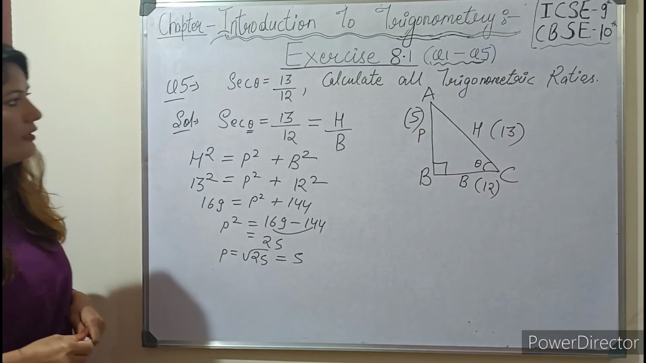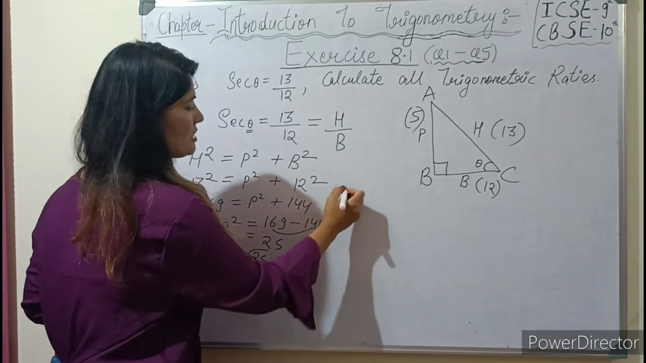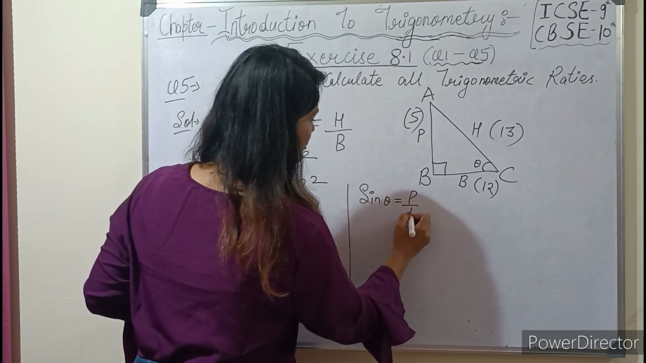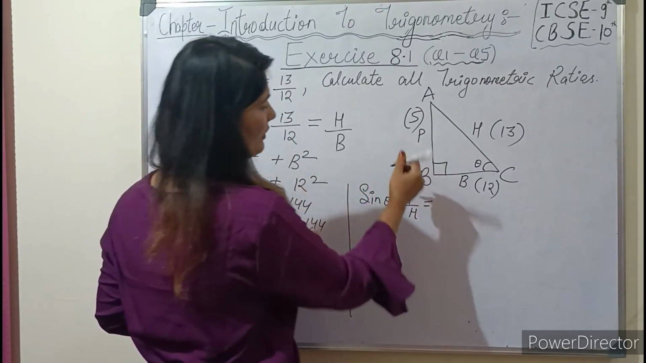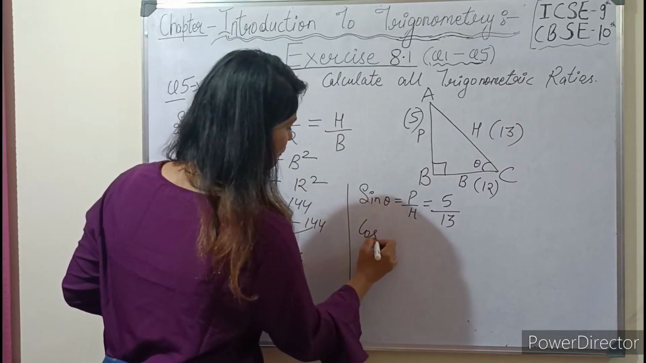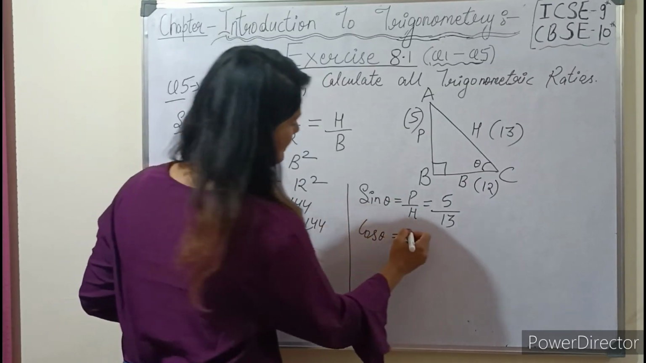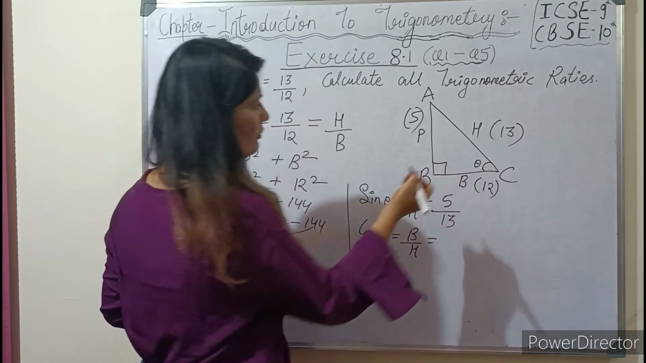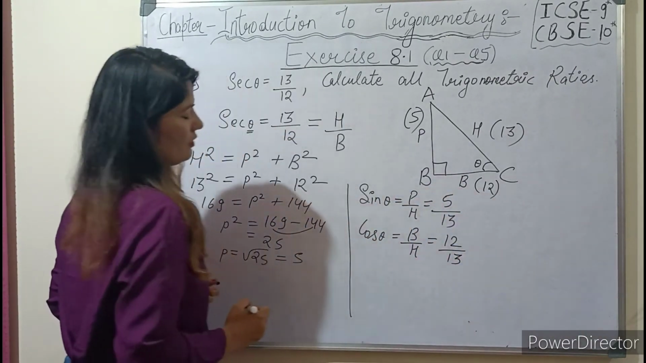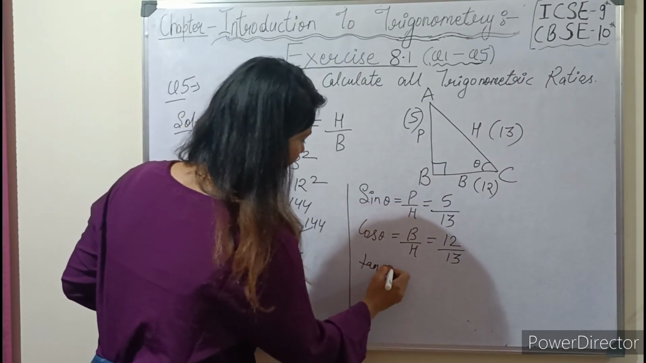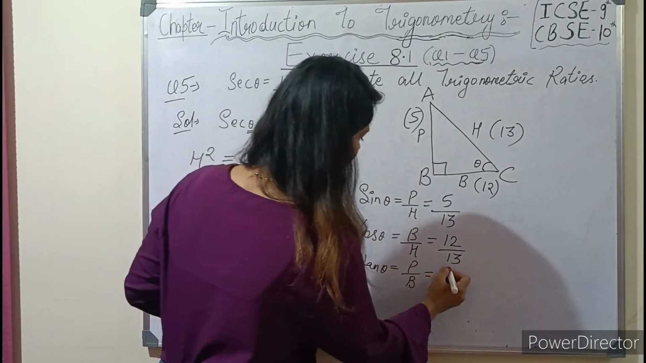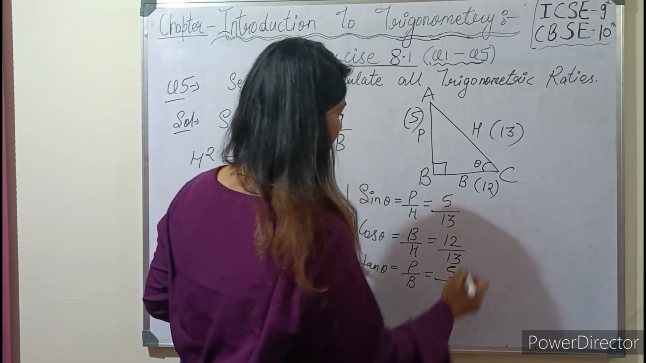So at last you need to find all the trigonometric ratios. So we will start from sine. The value of sine theta is equal to p by h. So here the value of p is 5, so it is 5 divided by 13. The next value, cos theta. The value of cos is b by h. So here the value of b is 12, so it is 12 divided by 13. The next one, tan. Tan theta is equal to p by b. So it is 5 divided by 12.